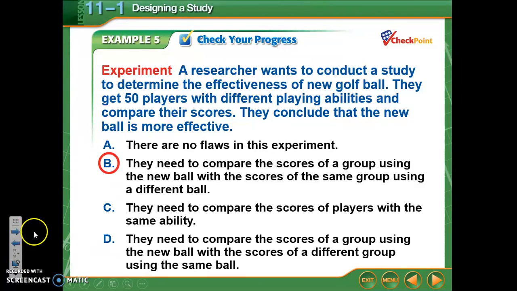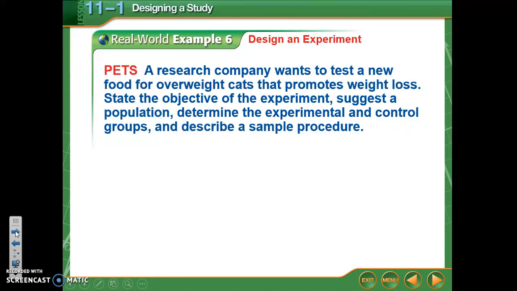Okay, in this case, the answer would be B. They should compare the scores of a group using the new ball with scores of the same group using a different ball. That would make it a better experiment. All right, last one.